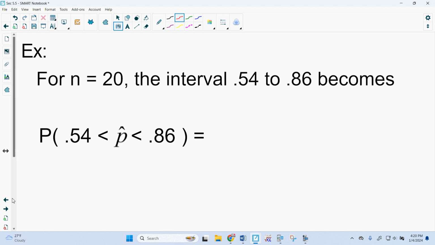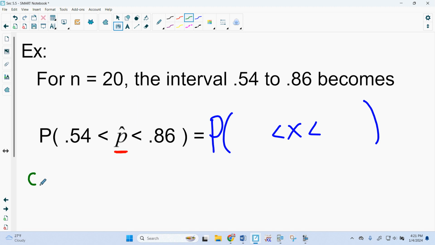Let's do an example. For n equals 20, what's the probability that p hat, so if we take a sample of 20, what's the probability that our sample percentage will be between 0.54 and 0.86? Now what we want to do is convert this to an x distribution, our normal distribution, so we can put it into normal CDF and find our probability.